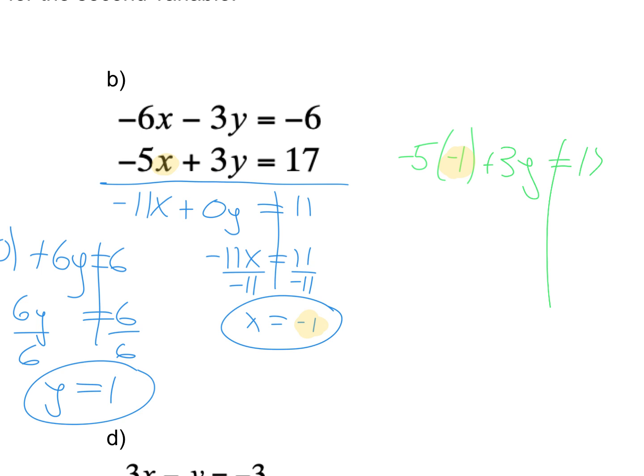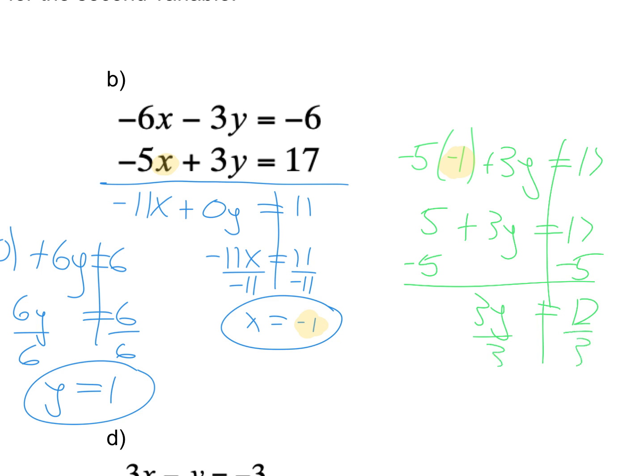All right, now we are simplifying. So negative 5 times negative 1, those will multiply together, and we get positive 5. And then we still have plus 3y, and this equals 17. Now I need to isolate our variable. So to get y by itself, I'll do the opposite operation, subtract 5 on both sides. Then you get 3y equals positive 12. To finish solving for y, divide both sides by that coefficient, which is 3. And you get y equals 4. So x equals negative 1 and y equals 4.